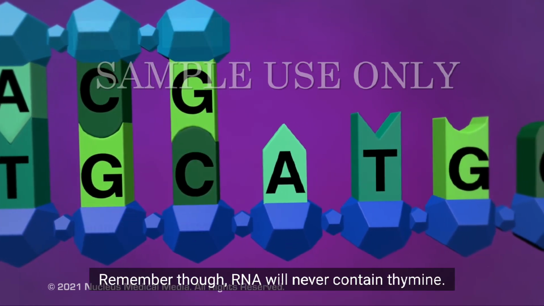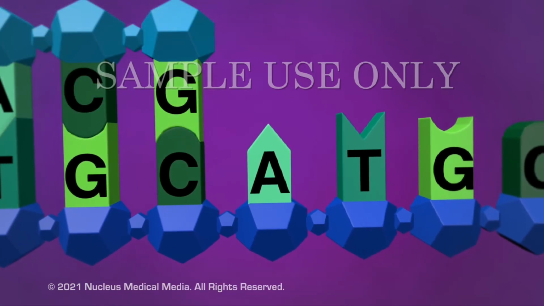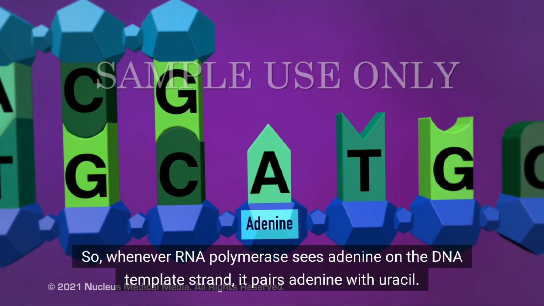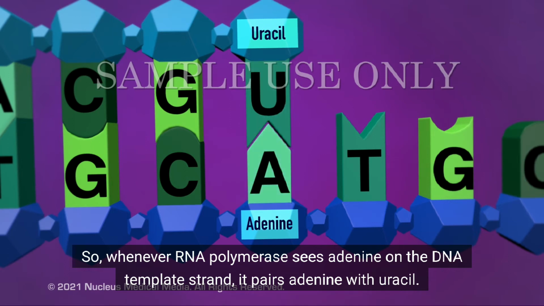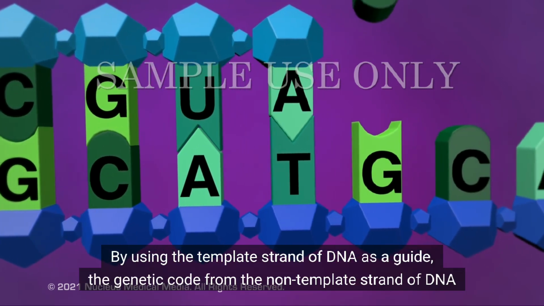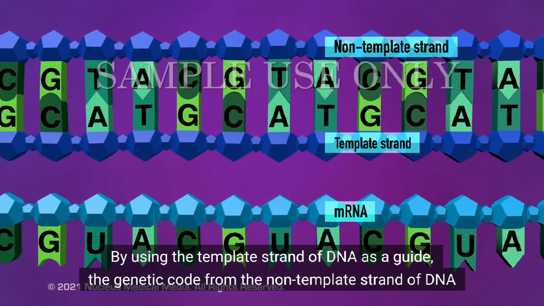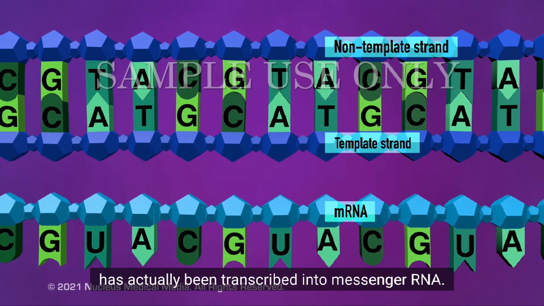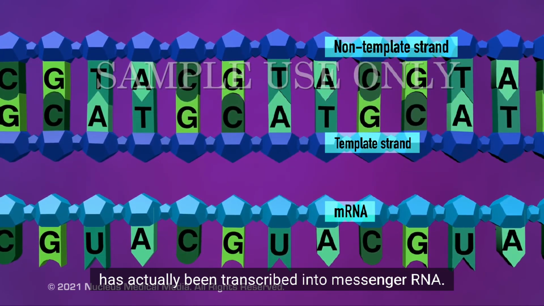Remember, though, RNA will never contain thymine. So, whenever RNA polymerase sees adenine on the DNA template strand, it pairs adenine with uracil. By using the template strand of DNA as a guide, the genetic code from the non-template strand of DNA has actually been transcribed into messenger RNA.